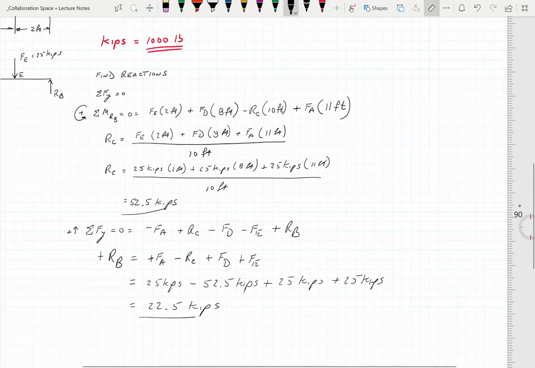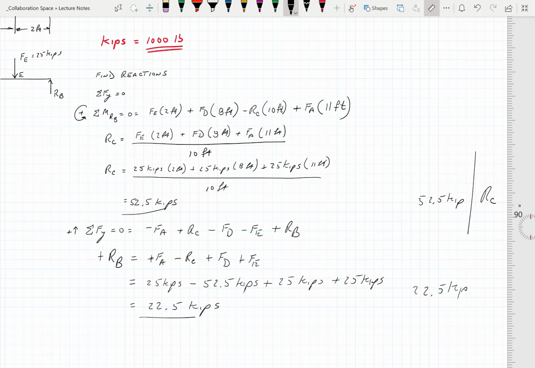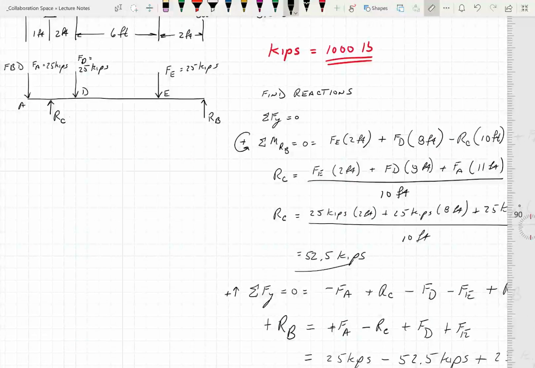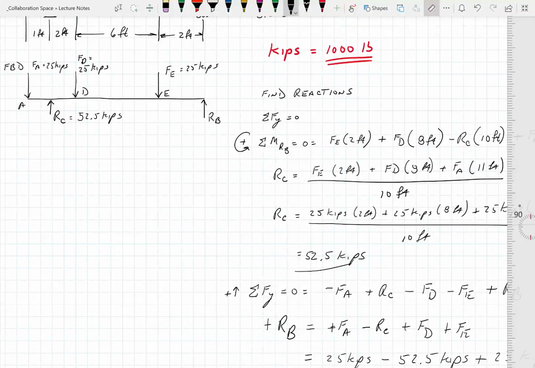And then on your comp paper, if you're doing it, I'd go over here and write 52.5 kips for RC, and 22.5 for RB. Okay. So far, so good? All right, the only other thing I would do is go back to your diagram once you know these and label them.